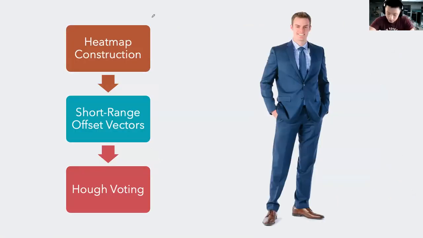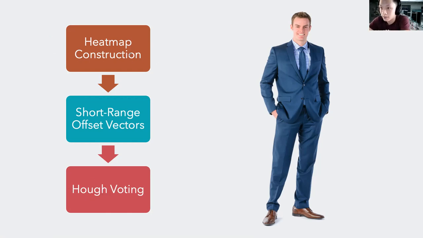Imagine that we're trying to do this pose estimation thing on this dude here. Let's call him John. I don't know. And we have a heat map construction. We have these three steps, right? We want to first create a heat map. We want to secondly do short range offset vectors. And then third is this voting thing. It's called Hough voting, but you don't have to worry about this fancy name here. It's just a voting thing, and we'll talk about it in a second.